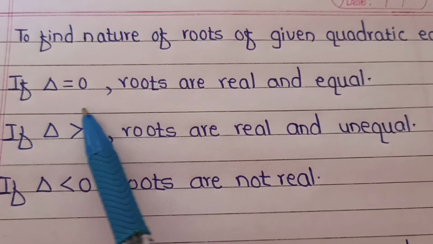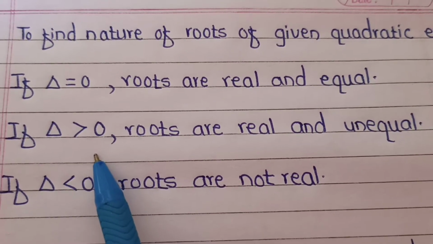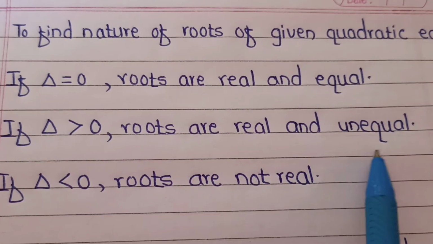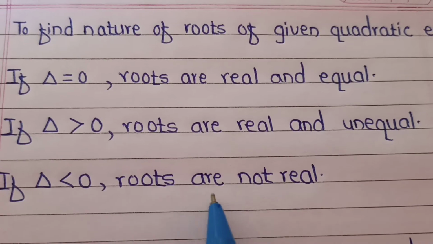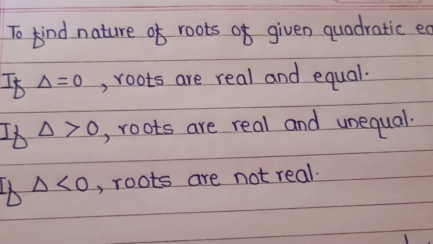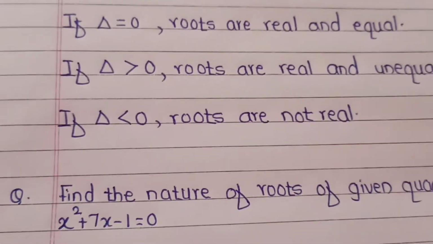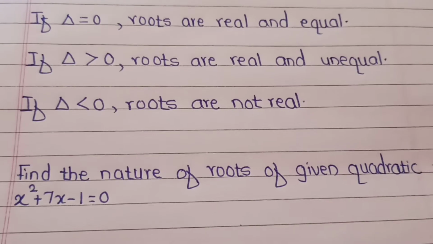So if delta is 0, roots are real and equal. If delta is greater than 0, that is positive, roots are real and unequal. And if delta is less than 0, that is negative, roots are not real. To understand the concept in more detail, let's solve a quadratic equation and find the nature of its roots.